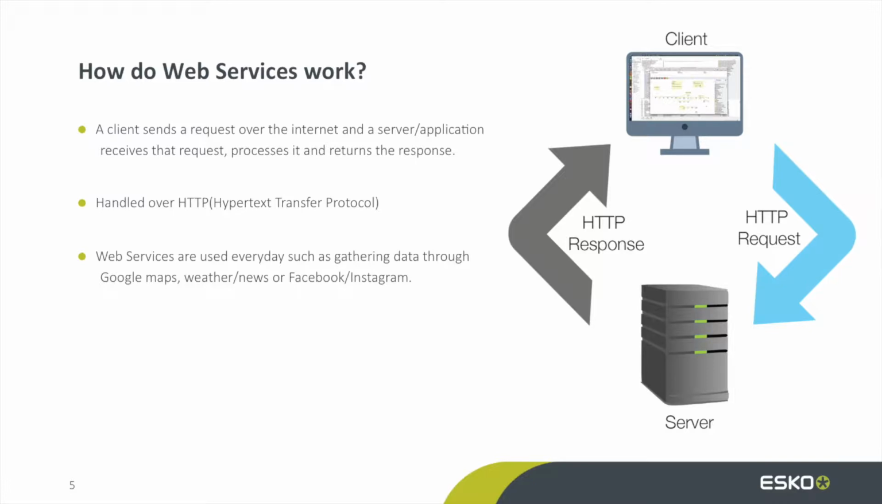So how do web services work? Well, a client sends a request over the internet to the application on the server. It then receives that request, processes it, and returns the requested response. They are typically handled over the Hypertext Transfer Protocol, also known as HTTP. Some common everyday web services would be using Google Maps, any weather or news application, or just your social media sites such as Facebook and Instagram.